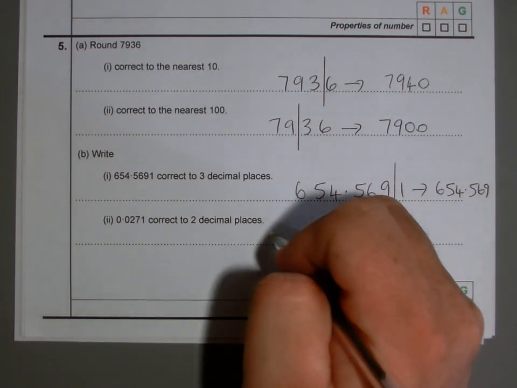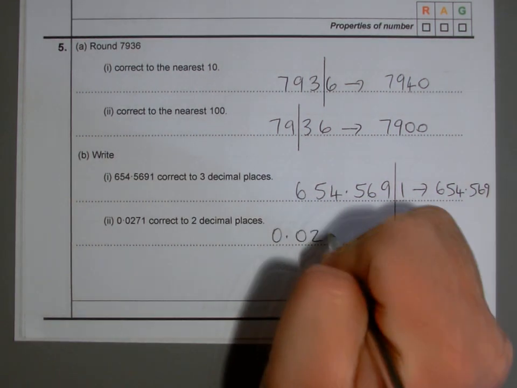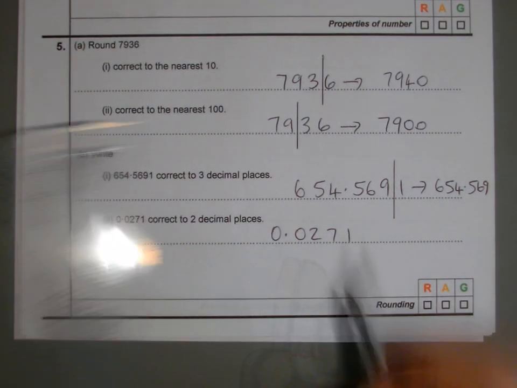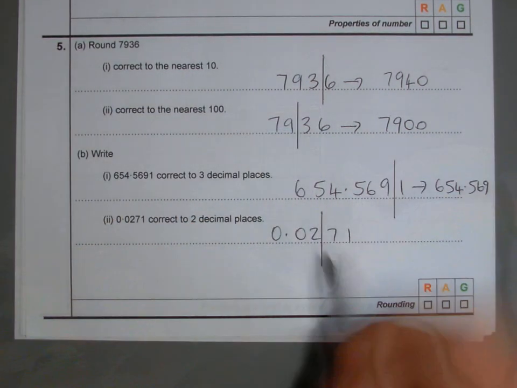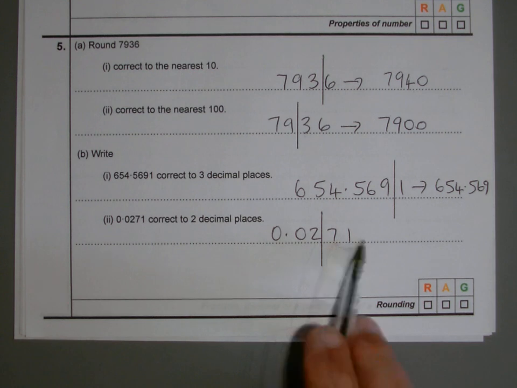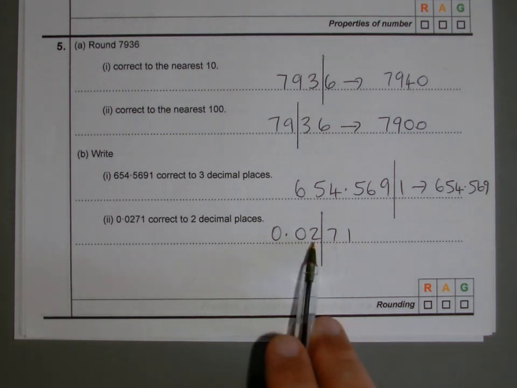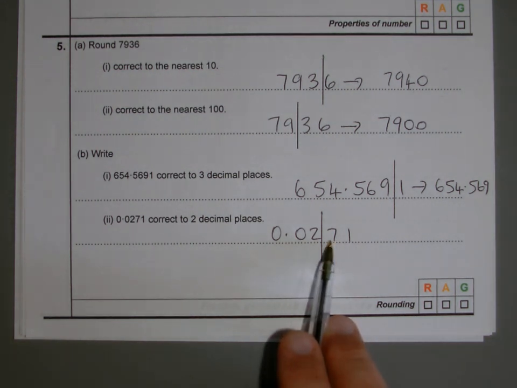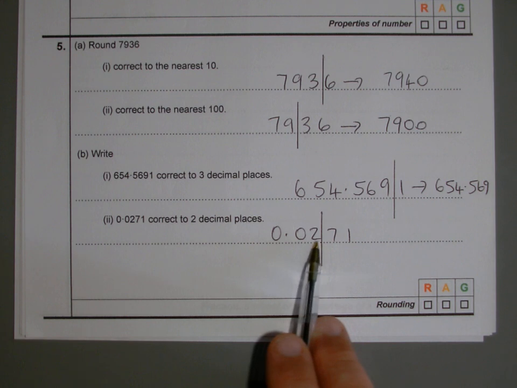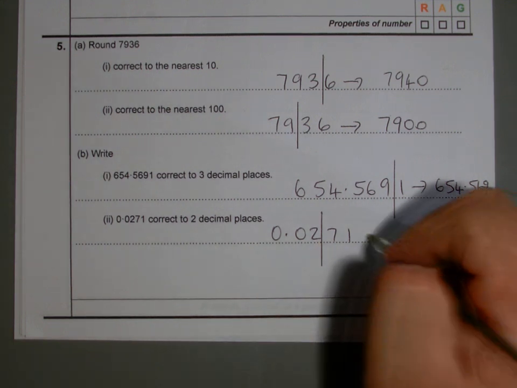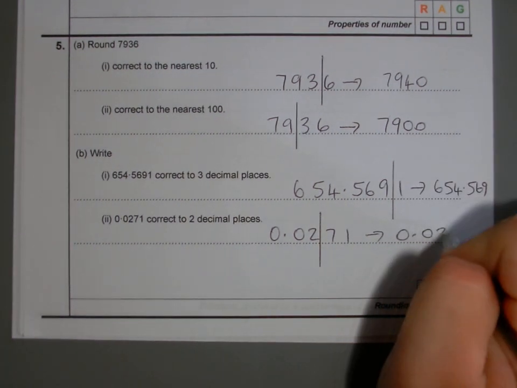The next one then, 2 decimal places. Well, for 2 decimal places, I'd be interested in everything here. I'm not interested in this, but what you do is decide, do I round up or down? Well, because that's a 7, that's greater than a 5. It's 5 or more, isn't it? That means we've got to round this up. So this will be closer to 0.03.